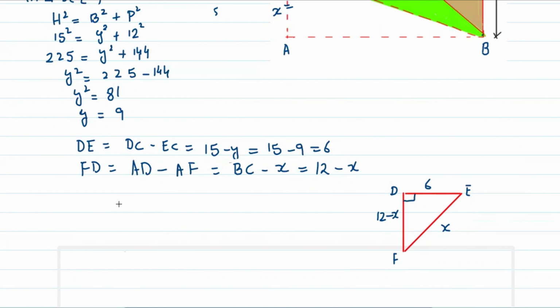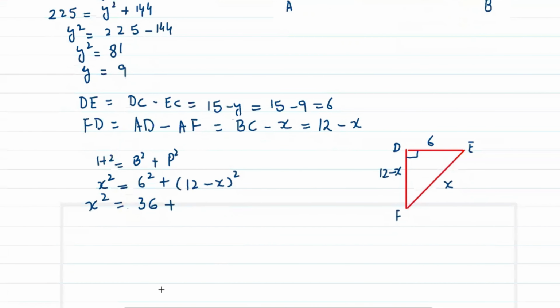We use the Pythagoras theorem again in this triangle FDE. In this Pythagoras theorem, hypotenuse square equals base square plus perpendicular square. Here the hypotenuse is X square, base is 6, so we write 6 square, and the perpendicular is 12 minus X, that's equal to the whole square. We can write it as X square equal to 36 plus (12 minus X) whole square.